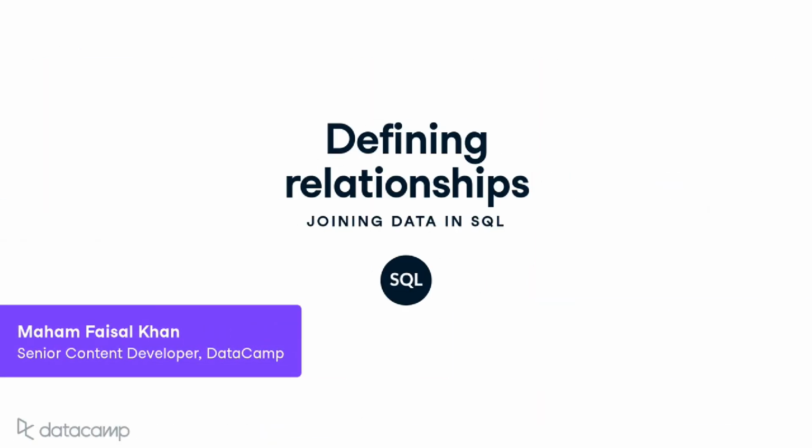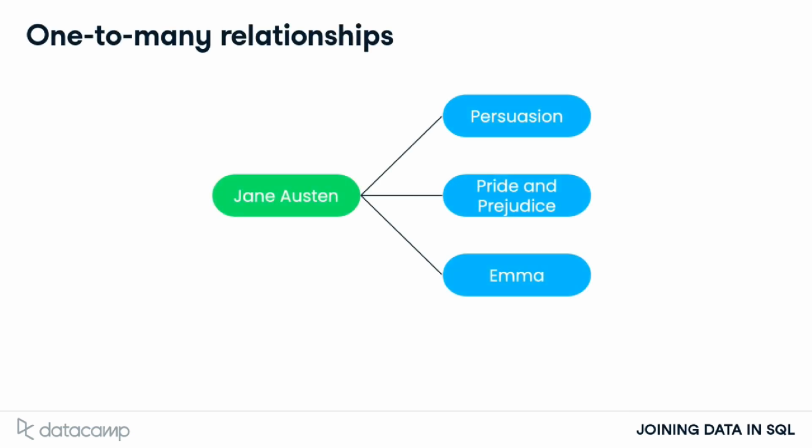Now that we have written our very first SQL joins, it's time to think more conceptually about the kinds of relationships tables can have to each other. The first type of relationship we'll talk about is a one-to-many relationship. This is the most common type of relationship, one where a single entity can be associated with several entities.